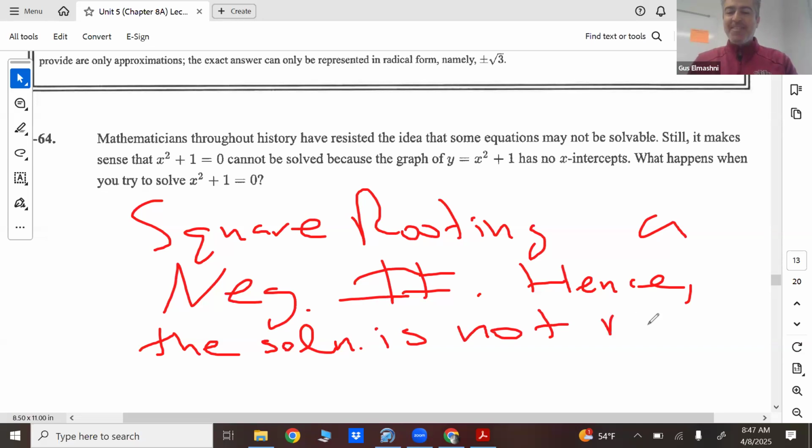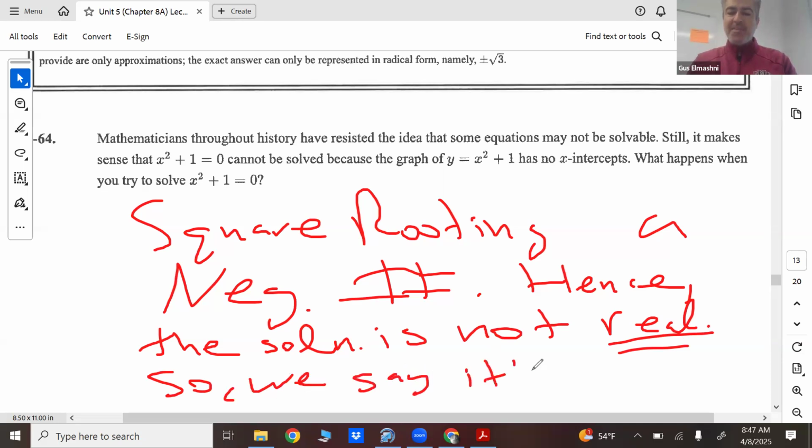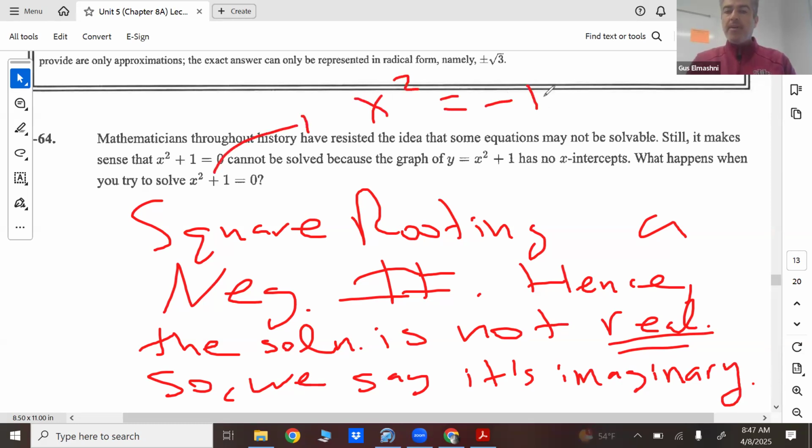But hence the solution is not real. So we say it's imaginary. So that's what's happening there. So if you solve this, what would x squared equal? -1. Or x would equal what? Root -1. So we call it i. So i is an imaginary number. So i equals root -1.